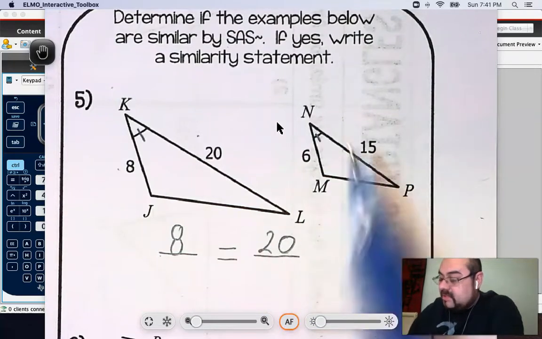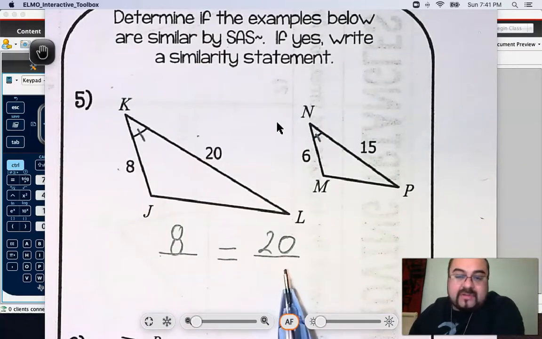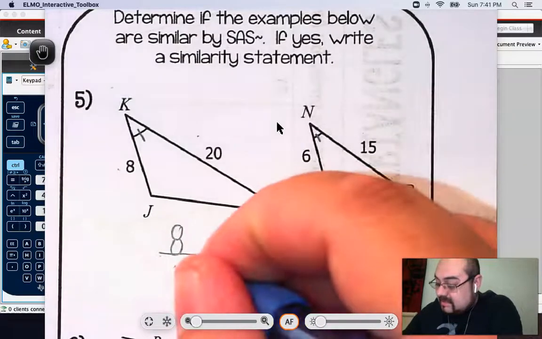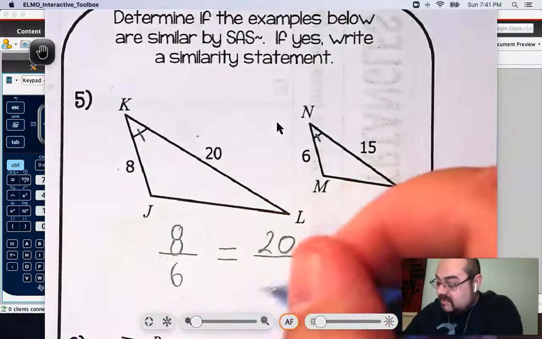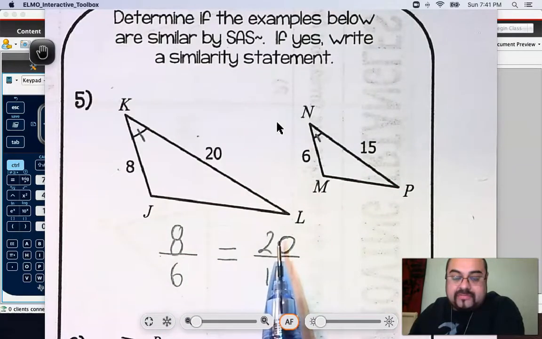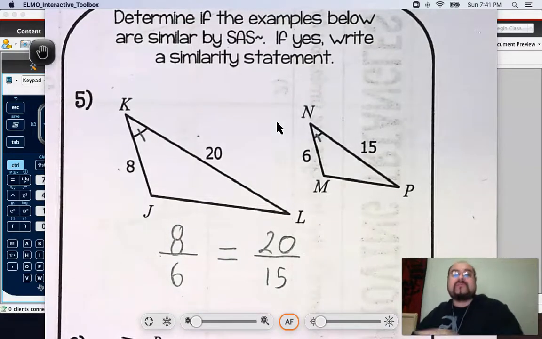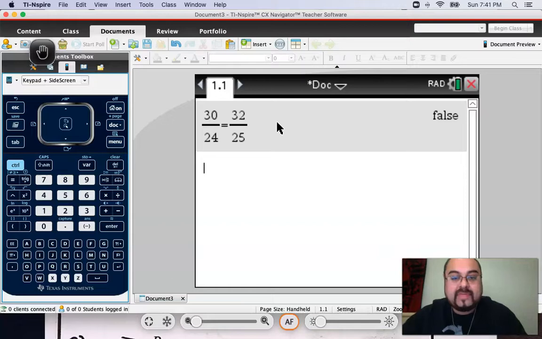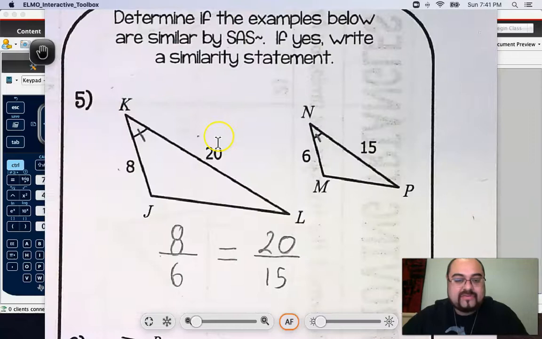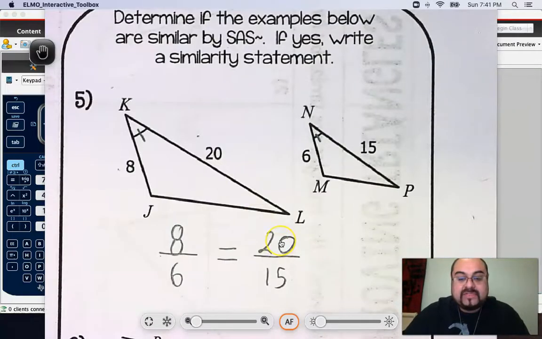Going to the second triangle, the smaller triangle, which is going to be the denominator numbers, go in order again from smallest to greatest. Smallest number here is 6. And the biggest number here is going to be 15. If these 2 fractions are equal to each other, then we can say that these triangles are similar. So let's go ahead and check that. I'm going to just copy and paste this and then just redo the numbers here. So the first was 8 over 6. The second one is 20 over 15.